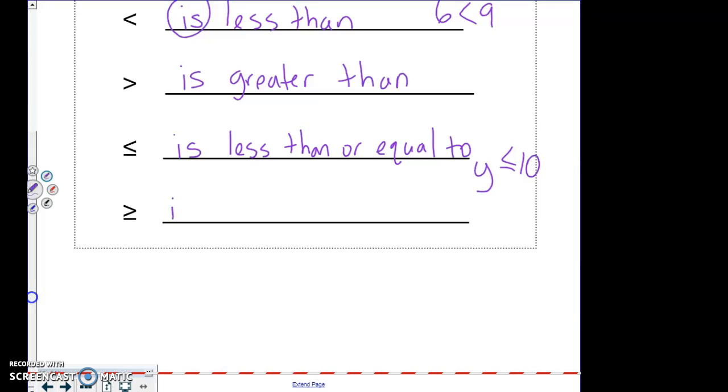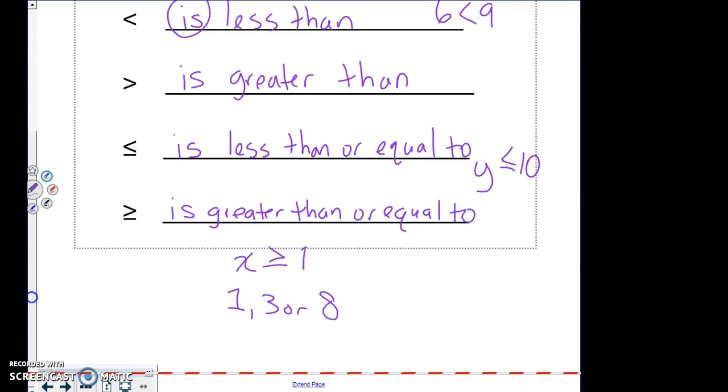The next one is greater than or equal to. All right, and the same thing with the variable. If you are trying to find all the solutions to x is greater than or equal to 1, the solutions would be the number 1 because it could be equal, or it could be 3 or 8, anything that's going to be bigger than 1. So 1 and all the numbers bigger.